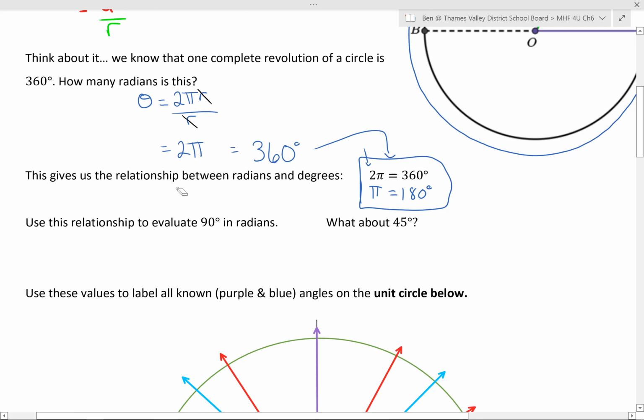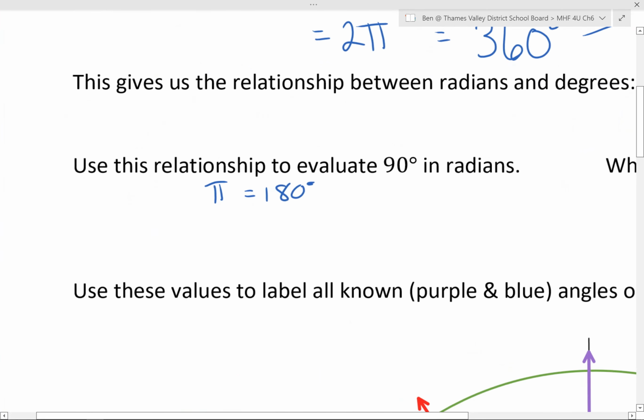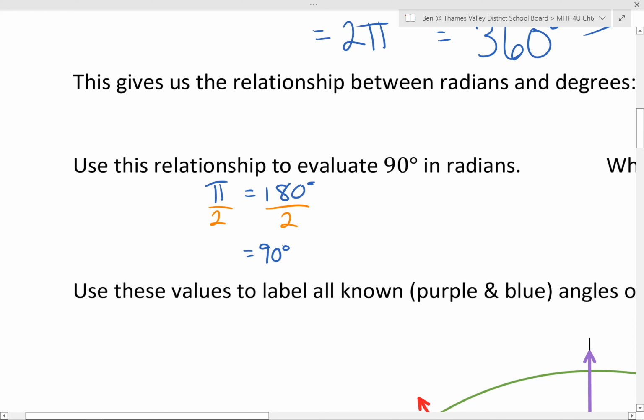Well, if I know that pi equals 180 degrees, and I need to evaluate 90 degrees in radians, I'll pause here for 5 seconds as you try solving it on your own. It should be nice and straightforward. We can divide both sides by 2. Maybe I'll write this in another color. We can divide both sides by 2 to find 90 degrees on the right-hand side. And we want to leave this in its exact form. We'll leave it as pi over 2 on the left-hand side. So pi over 2 radians equals 90 degrees.